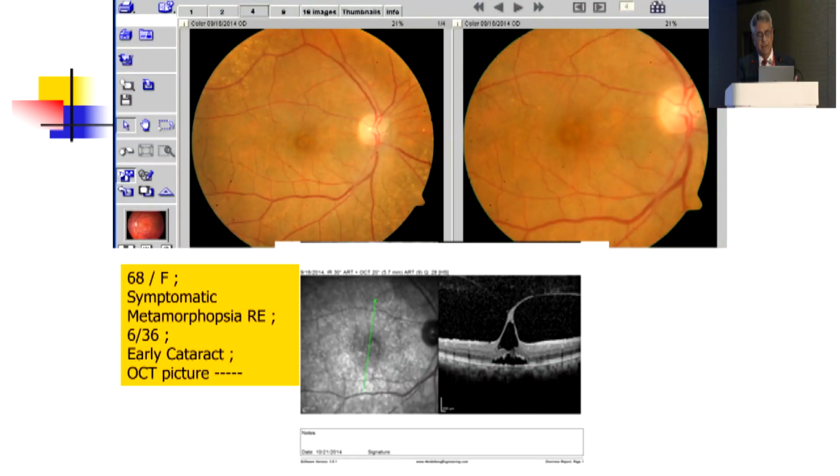A situation like this, I thought, is very scary, because if you do what I showed in the previous video in this patient, the likelihood is that you will induce an iatrogenic macular hole. So in such a situation, you have to be slightly more careful.